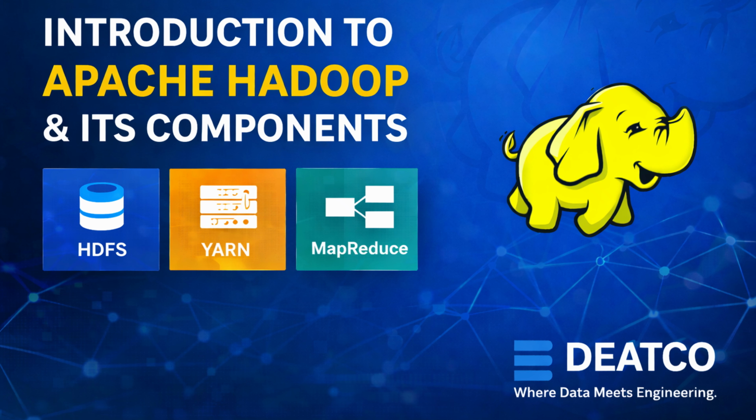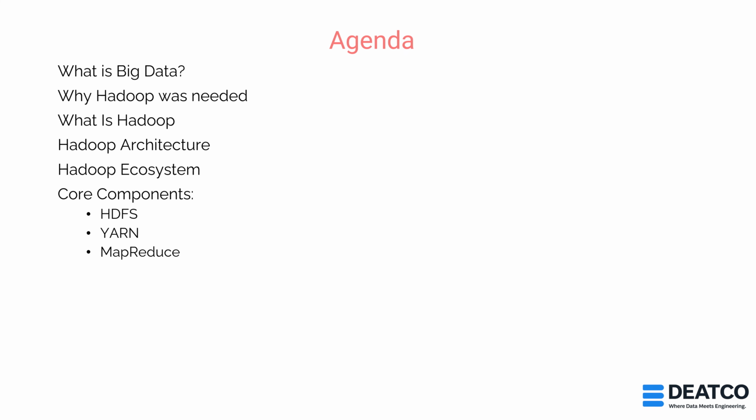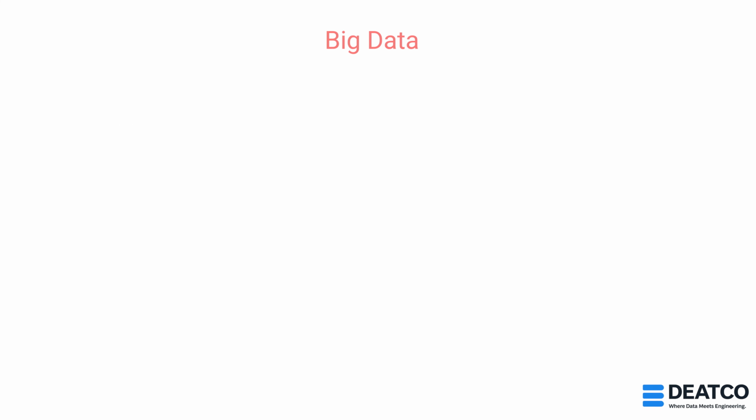So let's start. We'll start by understanding big data and the challenges with traditional systems. Then we'll briefly discuss the Hadoop ecosystem and summarize everything. Finally, we'll look at Hadoop, its architecture, and its three main components, that is HDFS, YARN, and MapReduce. So let's see what is big data.